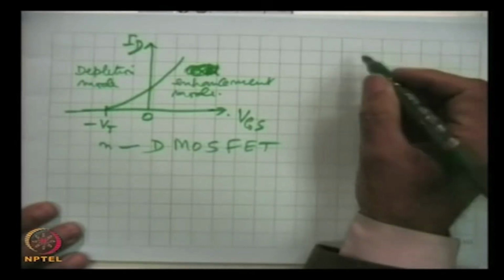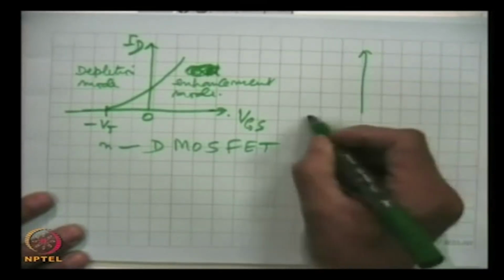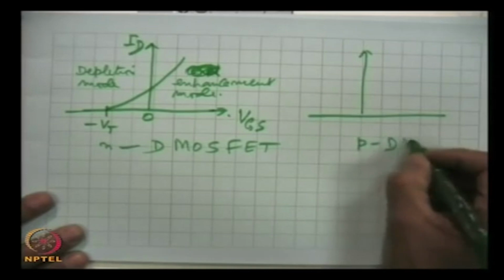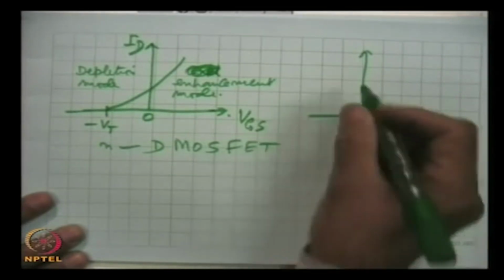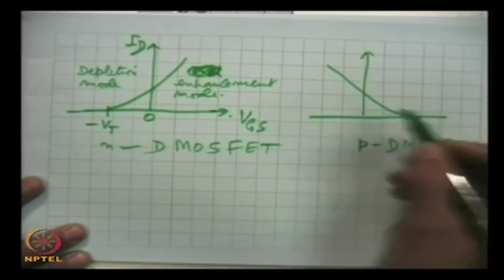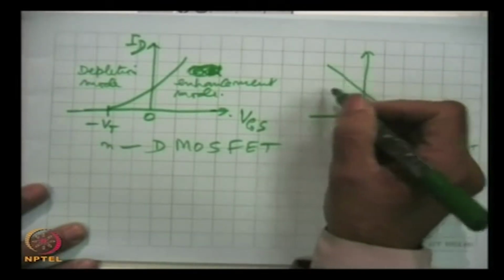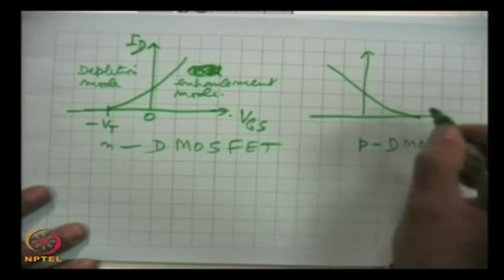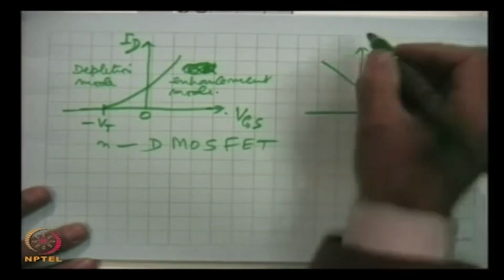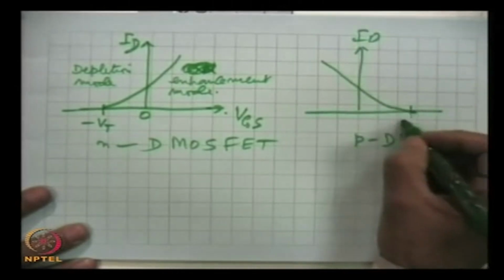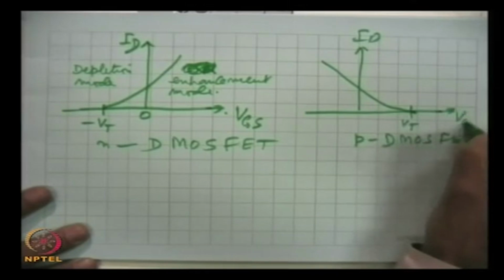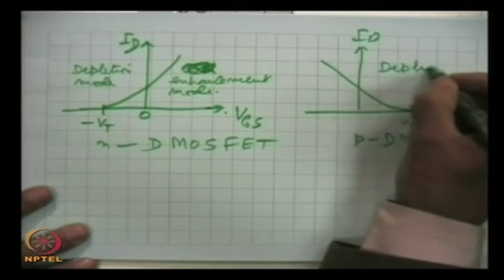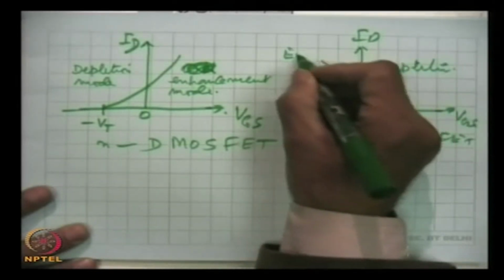For P channel MOSFET, which we call popularly as P depletion MOSFET, this plot will be like this. This is for the enhancement mode, this is for the depletion mode of the P channel depletion MOSFET. This is ID, this is VT, and this is VGS. This is the depletion and this is the enhancement.